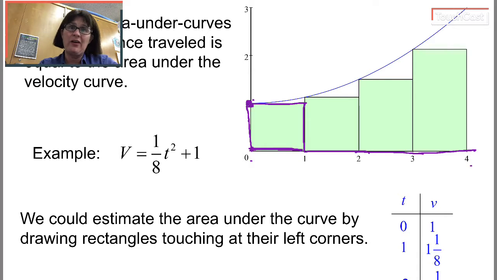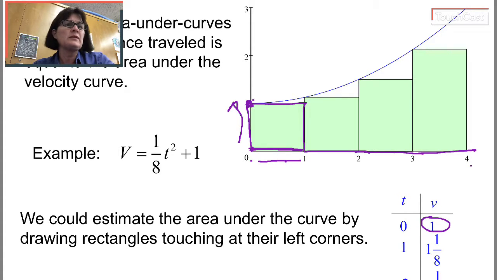So can I figure out the area of that rectangle I just drew? Okay, well, its width is 1 and its height is that velocity value that I just figured out. In this case, it's 1. So this is going to be 1 times 1 to make 1.